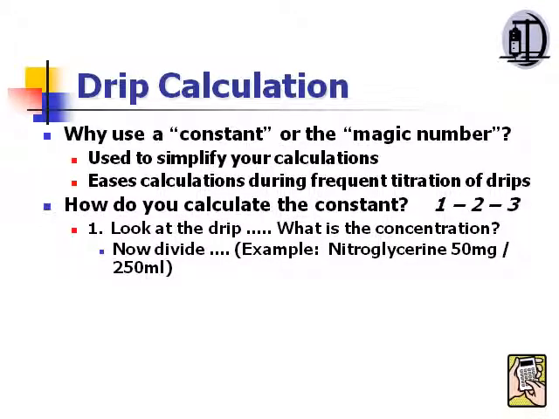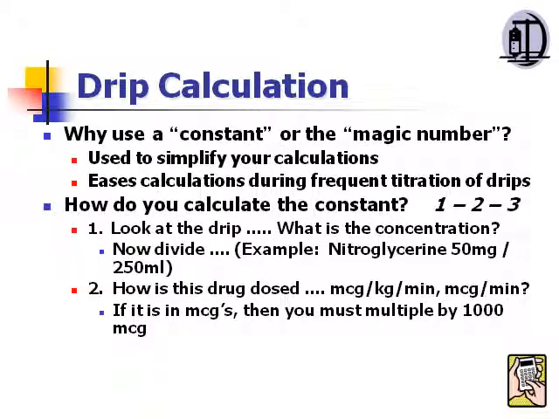So first you have to know what the concentration of the drip is. For example, if we have nitroglycerin, it's 50 milligrams in 250 mLs. So we're going to divide 50 into 250. And then the second step is knowing how the drug is dosed. Is it mics per kilo per minute? Is it mics per minute?